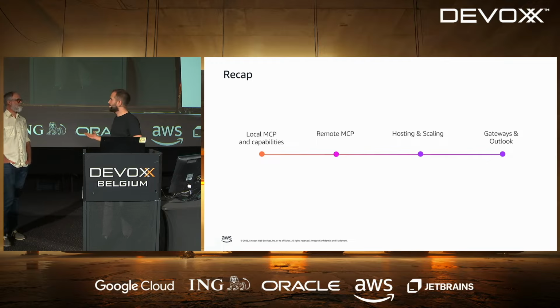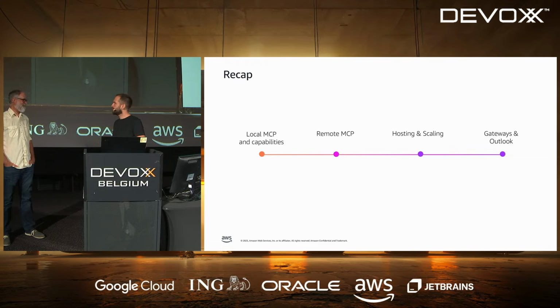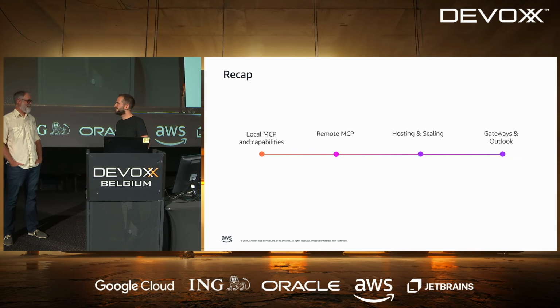With that, we have covered a lot of things. We have seen local MCP servers, right? We have remote MCP servers, gateways, scaling. Are we missing out on anything? I think we got it all. All right, got it all.